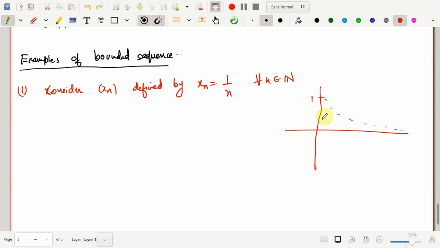This should clearly tell us that the given sequence lies between -1 and 1, and hence this 1 acts as a bound for the sequence. It is also very clear from the definition, because we know that each natural number is greater than or equal to 1, so its reciprocal has to be less than or equal to 1. So we claim in this case that the given sequence is bounded.